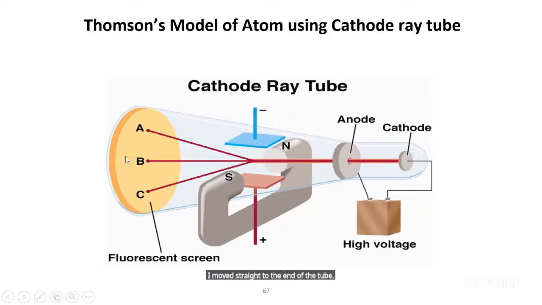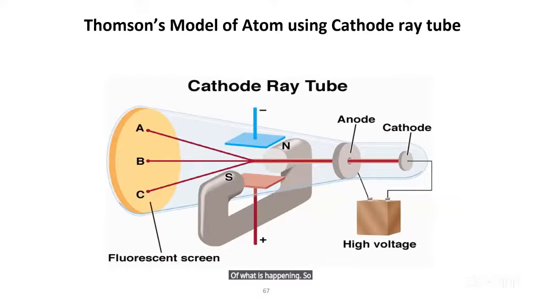And he saw something glowing there. He didn't know what that thing was, but he saw there was a glow, and that the thing went straight to the end of the tube. That thing was electrons moving, rays of electrons. But he did not understand that those were electrons. So what did he do? He wanted to be sure of what was happening.